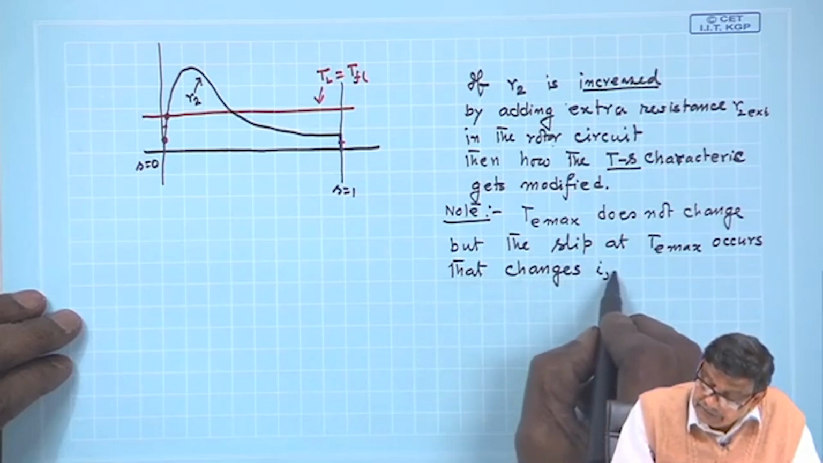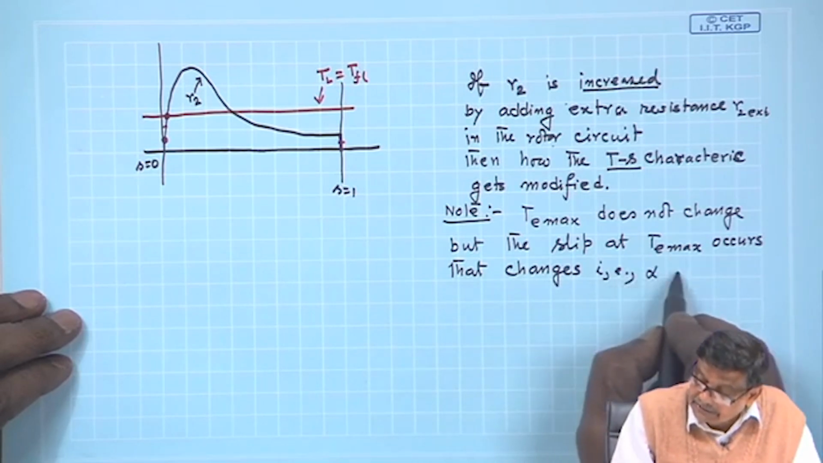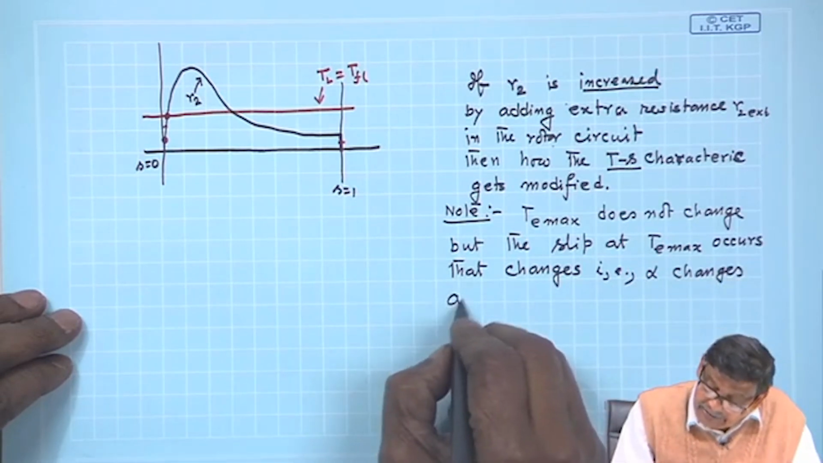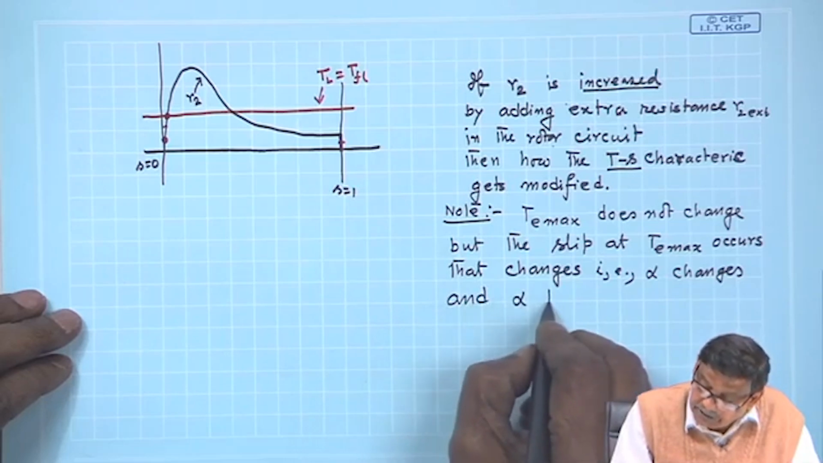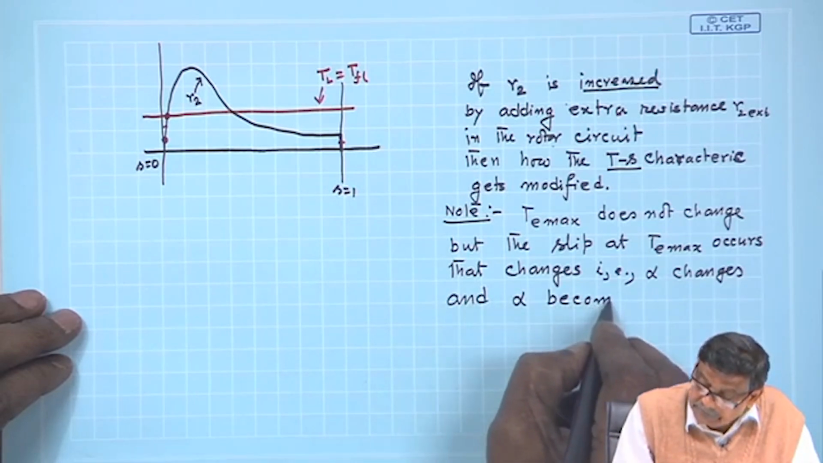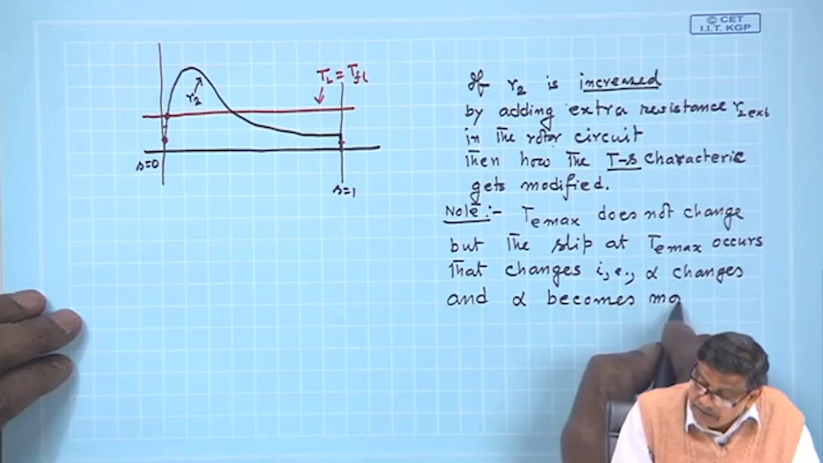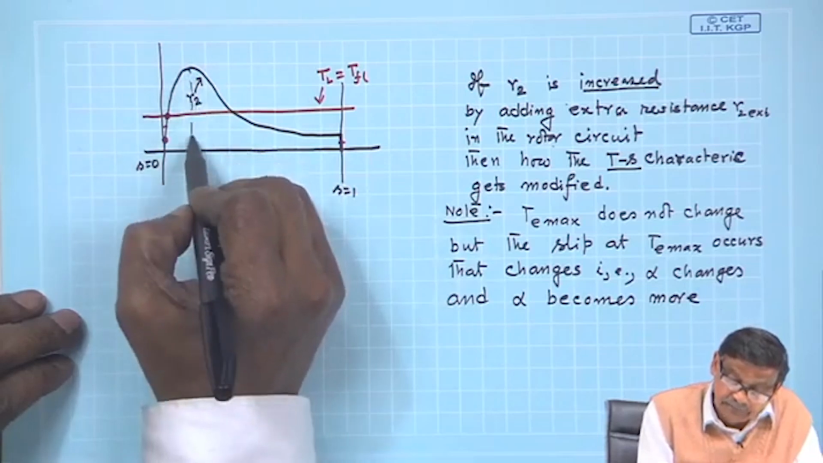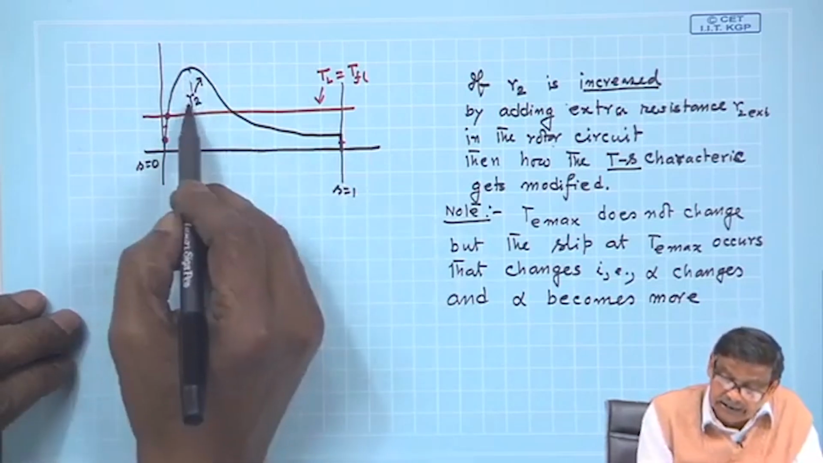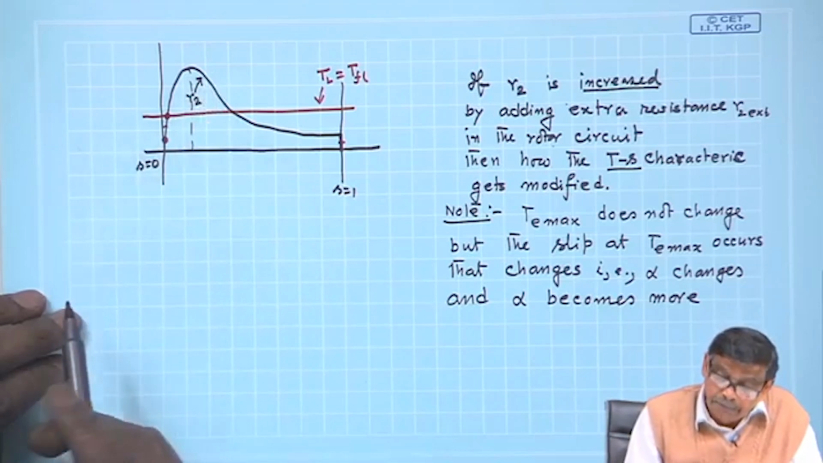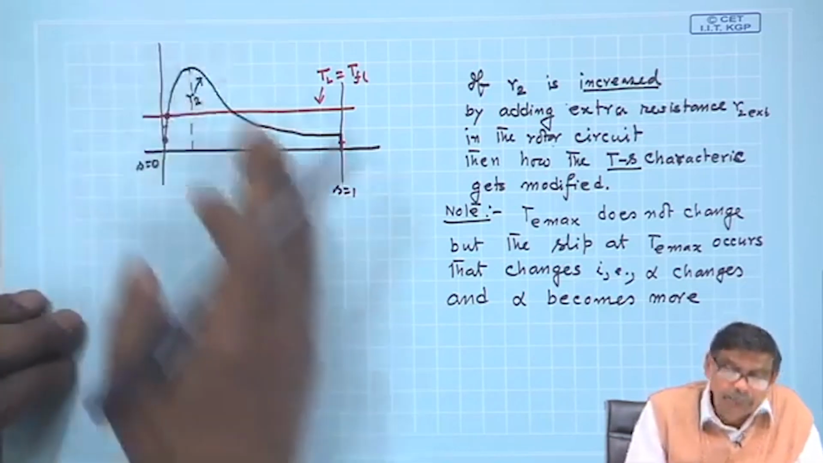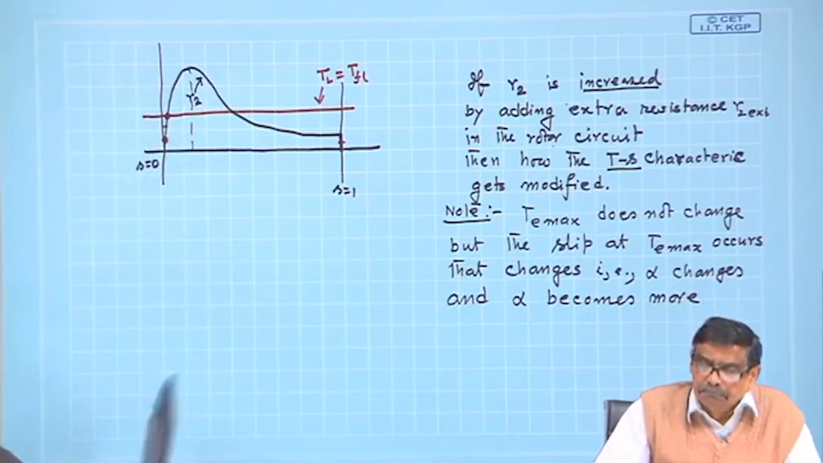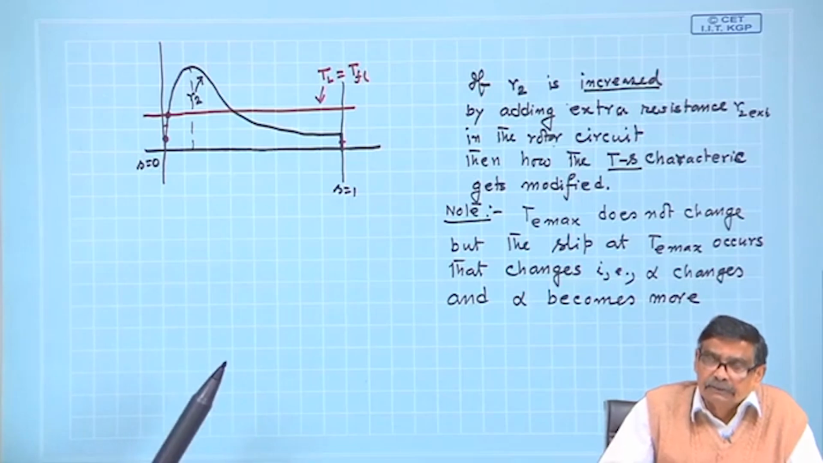That is, alpha changes. And alpha becomes more now, compared to the rated condition, this alpha. This is the alpha with inherent rotor resistance per phase. Therefore, the shape of the curve will not change, because the only parameter we have increased is a bit of resistance.